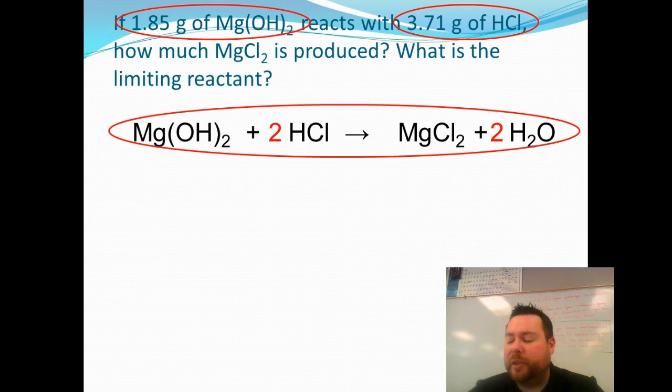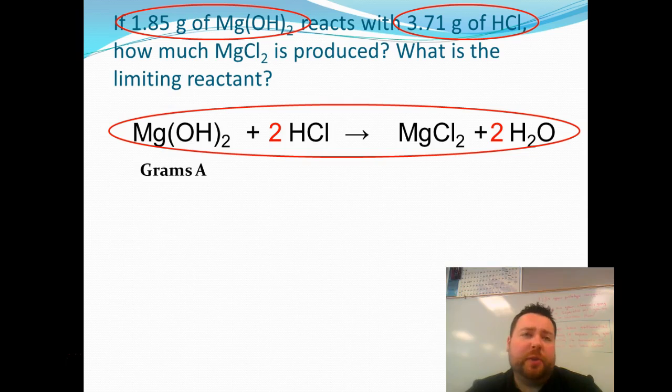Now that we have our knowns, as well as our unknown, which is how much magnesium chloride is produced, we also need to figure out our method to solving this problem. What we've started with is a number of grams of a substance. I'm going to call that substance A, because this is very generic. Even though we are talking about something specific here, we could apply this to anything. So we're going from grams of substance A.